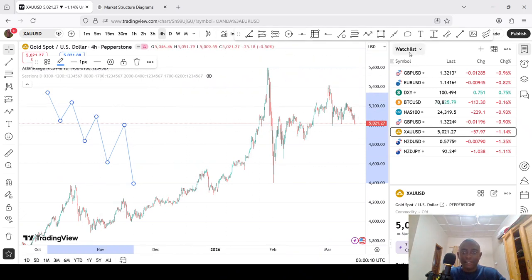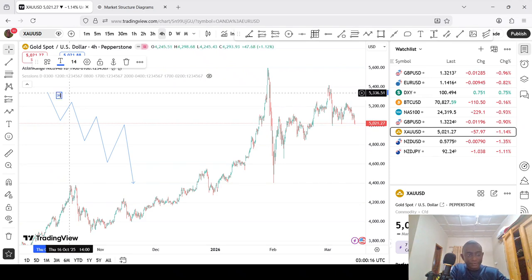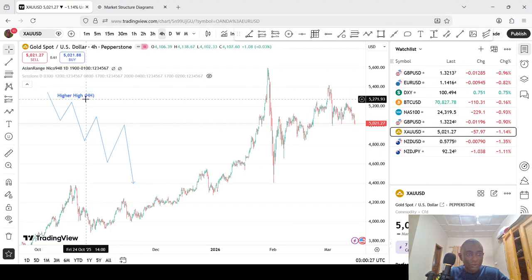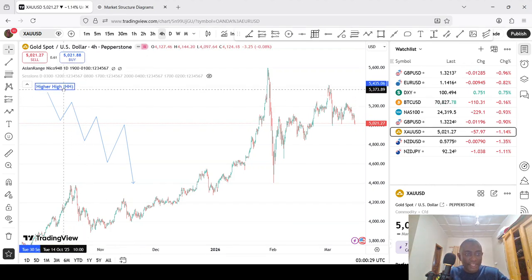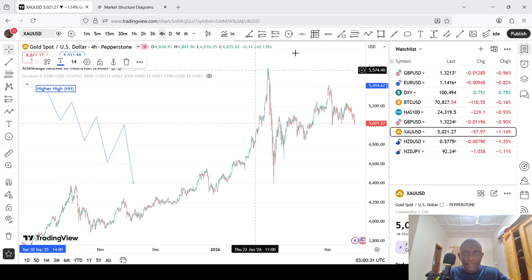Let me use a text. So you can just label this point as higher high, something like HH. You can use HH to represent it. For a downtrend, we have these higher highs. We create these higher highs.